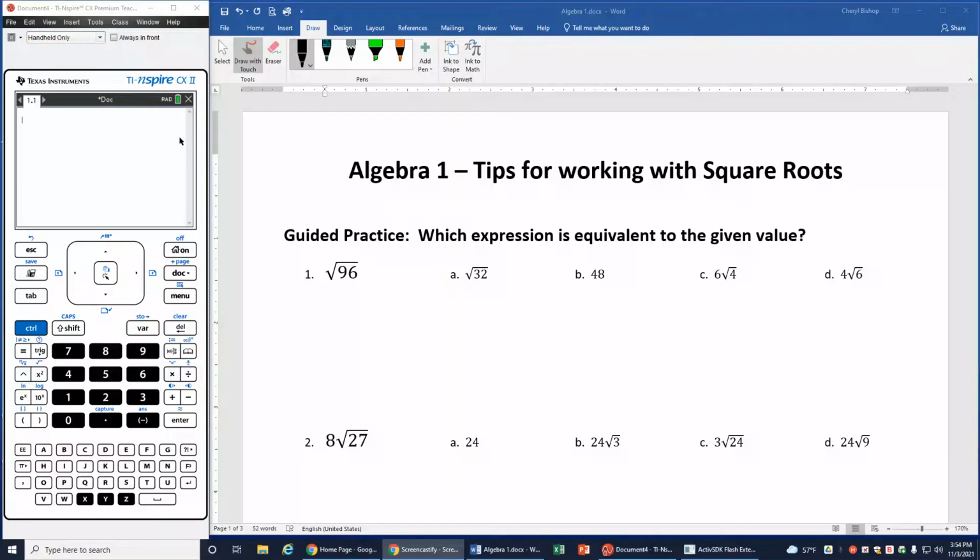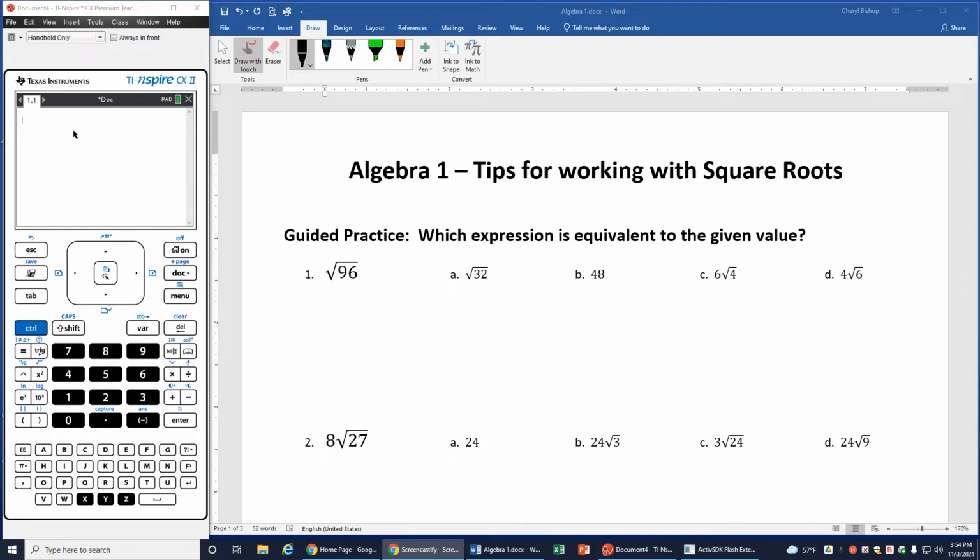Hi, in this video we're going to be looking at some tips for working with problems with square roots. When you look at these problems, it says which expression is equivalent to the given value. And I have the square root of 96 with some whole numbers and some square roots that follow. We want to know which one is going to be the same result as the square root of 96.